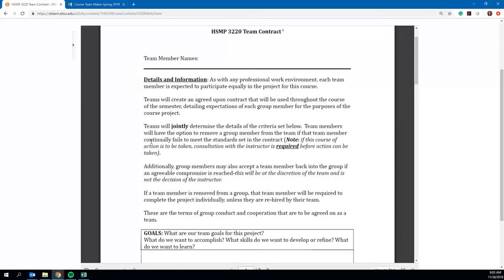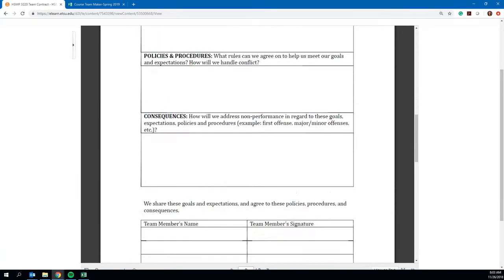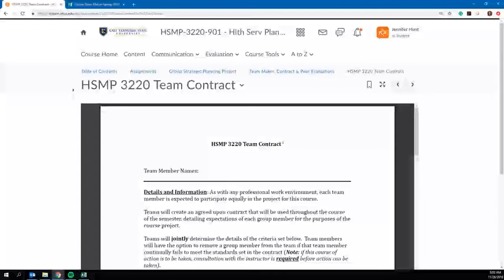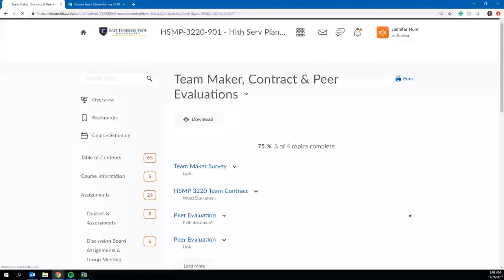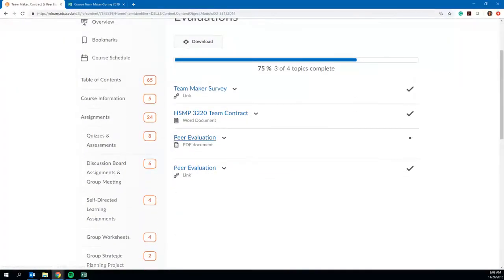Now, if this course of action is to be taken, and here's my caveat here, you must meet with me as the instructor before this action is to be taken. Now, if a group member is fired, that group member can be rehired back by the group if an agreeable compromise is reached. And this is going to be solely at the discretion of the team and is not a decision of the instructor. So I just want to put that out there to make sure that you're aware of the details that exist here in the contract. And we'll go back to the peer evaluation piece and talk about it in just one second.